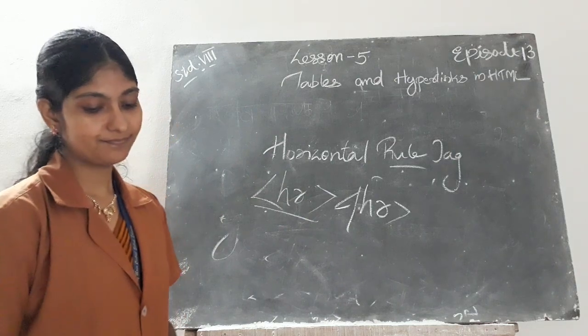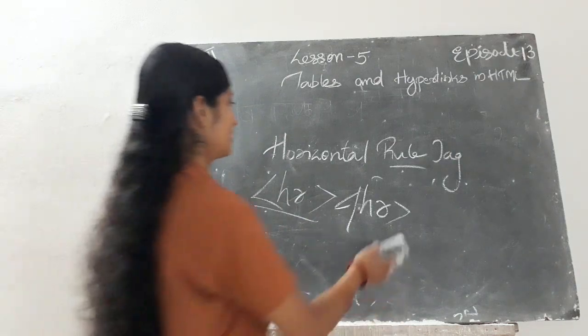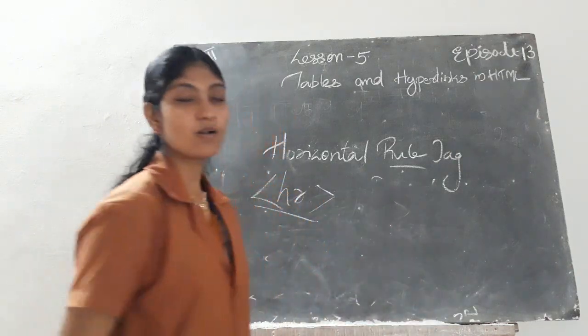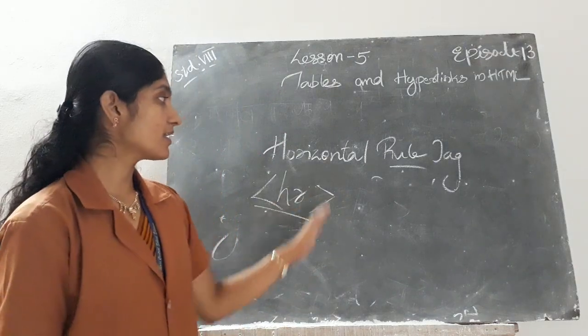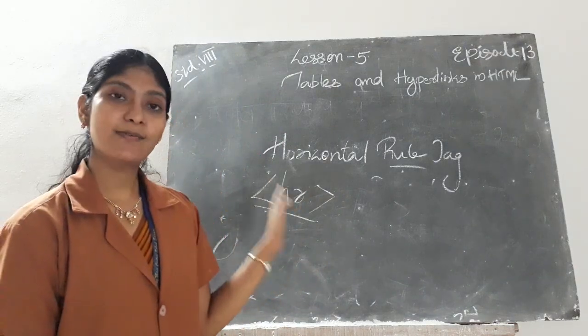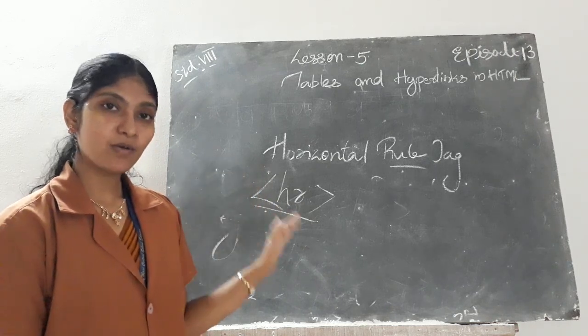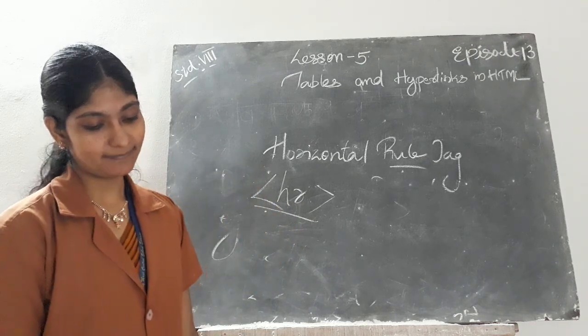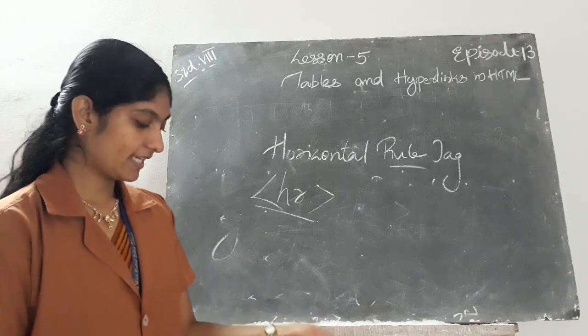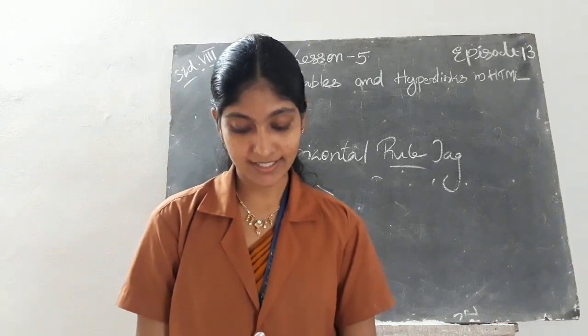Sorry, the horizontal rule tag is also an empty tag. So the horizontal rule tag, which is represented using HR, is used to apply a horizontal line below the text. So once again, what are the things we have learned today?